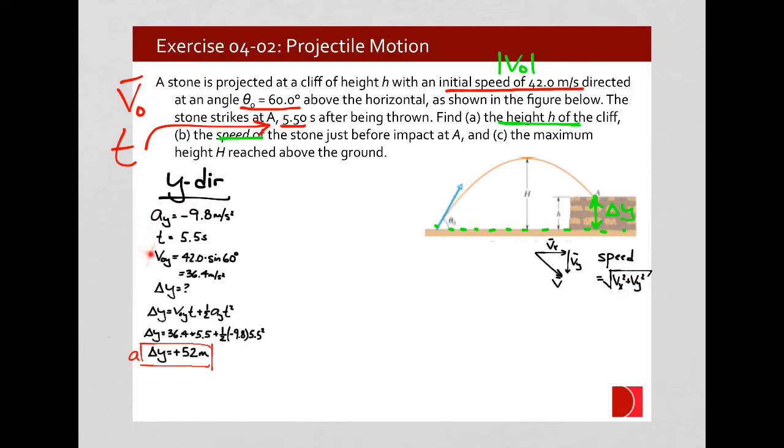Well, we already have 3 kinematic variables, so we can find the velocity in the y direction with what we know right now. The velocity at impact is the initial velocity plus a times t. We know that t is 5.5 seconds.